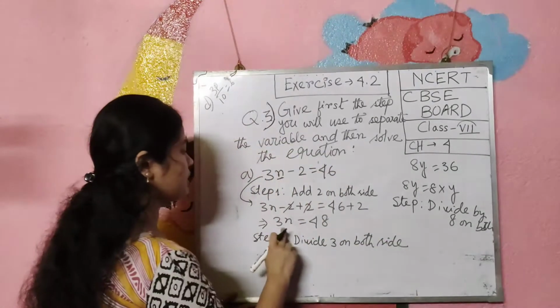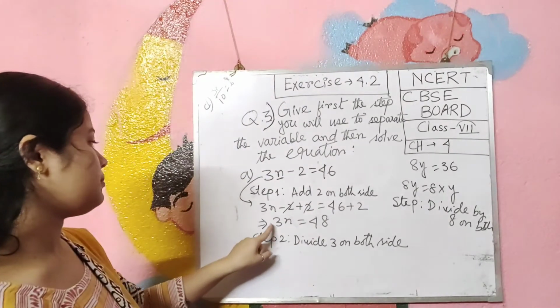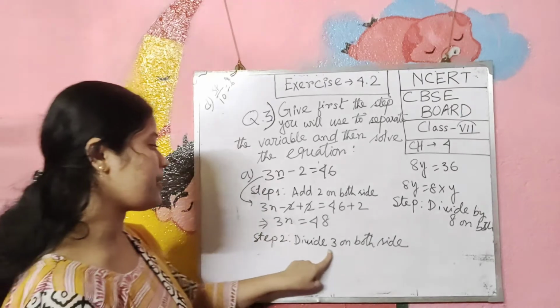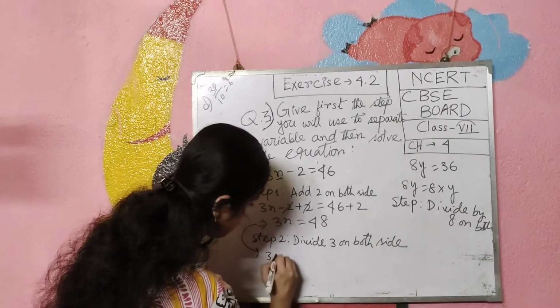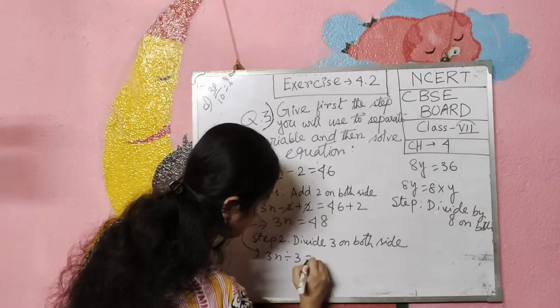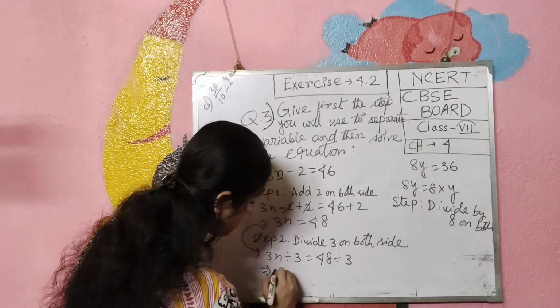Okay, which number is multiplying? That one I will do the opposite. Multiplied by 3, the opposite is divided by 3. Okay, so what will be the equation? 3n divided by 3 equals 48 divided by 3.